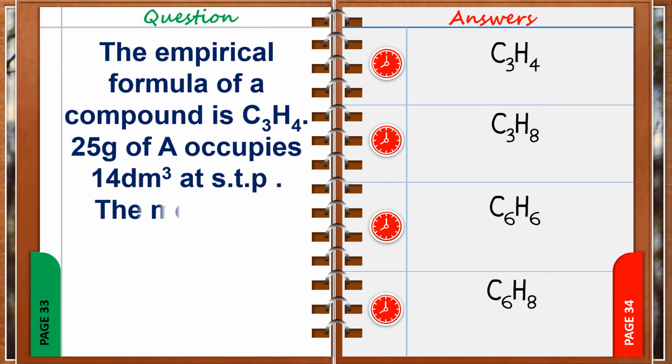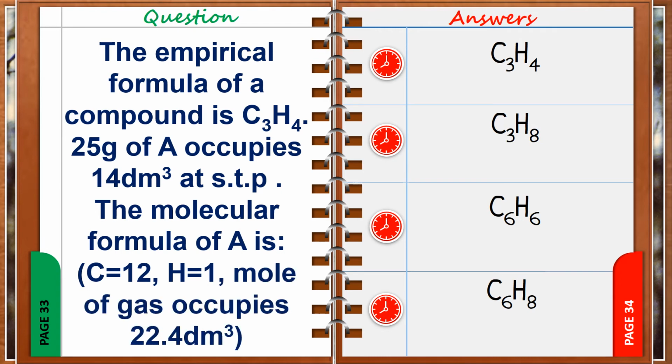The empirical formula of a compound is C3H4. 25 grams of air occupies 14 decimeters cubed at STP. The molecular formula of air is, given that carbon equals 12, hydrogen equals 1, and a mole of a gas occupies 22.4 decimeters cubed. C3H4.